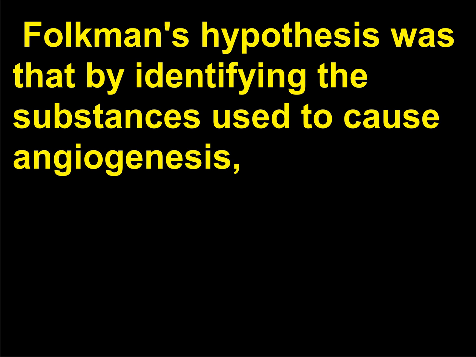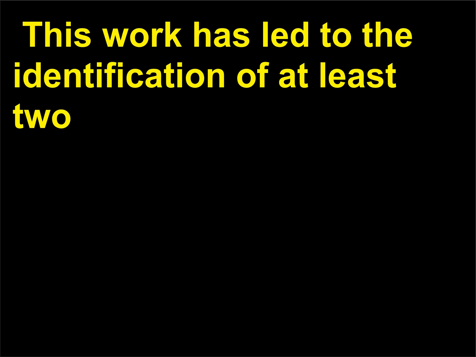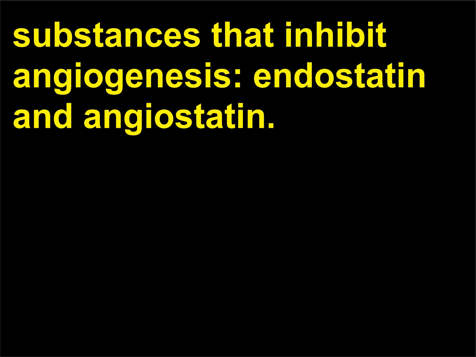Folkman's hypothesis was that by identifying the substances used to cause angiogenesis, drugs could be formulated to prevent new vessel formation, thus starving the tumors. This work has led to the identification of at least two substances that inhibit angiogenesis, endostatin and angiostatin. These drugs hold promise as new therapies to combat aggressive tumors.